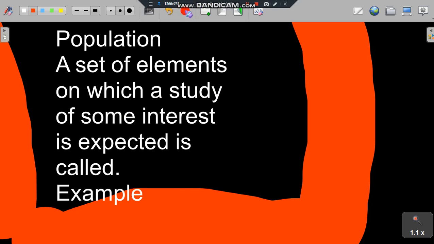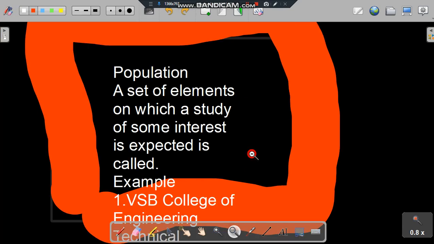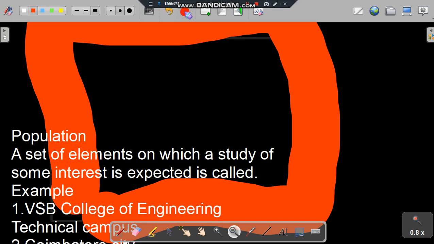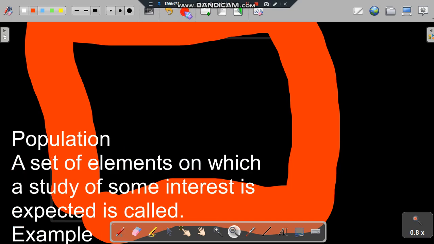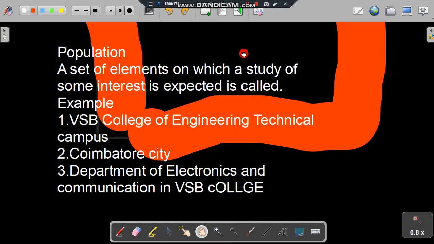Now I can give a lot of examples for that. Take for example VSB College of Engineering. This is a good example for population.